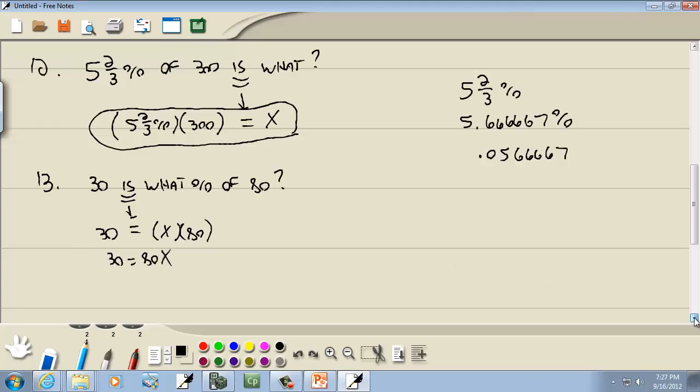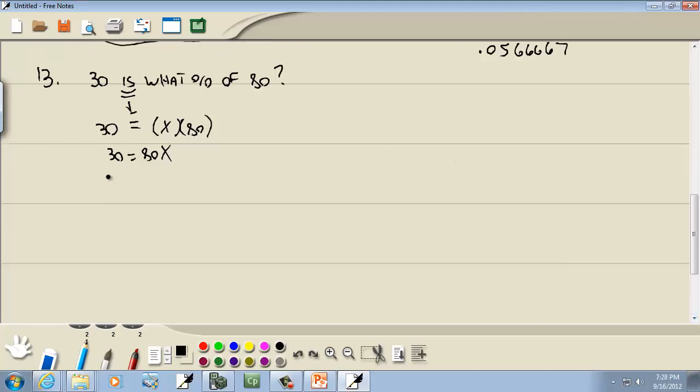Now we're trying to get x by itself. So what we can do here is we can divide both sides by 80.